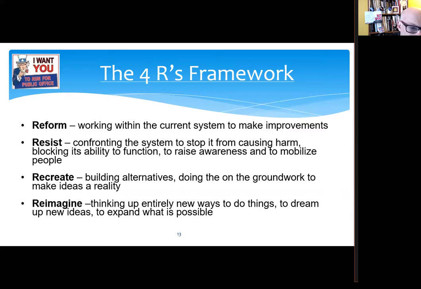But then there's the resistor. This is someone who might be more on the outside, perhaps causing it to stop or be interrupted, or blocking it in some ways. This might be a protester, or someone who's calling out insistently bullshit. Someone who might be a little strident, someone who might annoy you actually because they're challenging you in some way, and asking others to do the same.